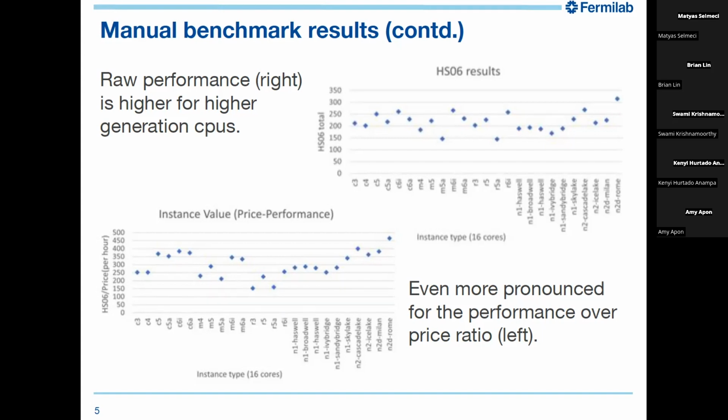And it's way more pronounced with the price to performance graph, which I calculated with the on-demand prices at the time of running these benchmarks. You can see there's a much more significant increase between the 3 different generations across all the VMs.